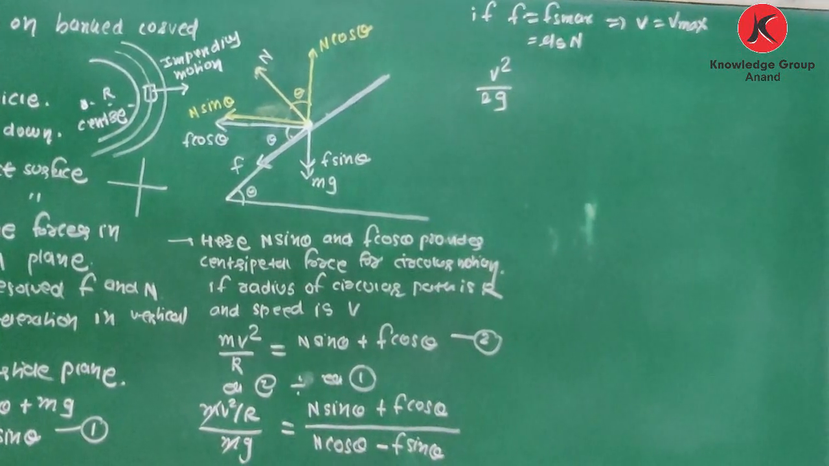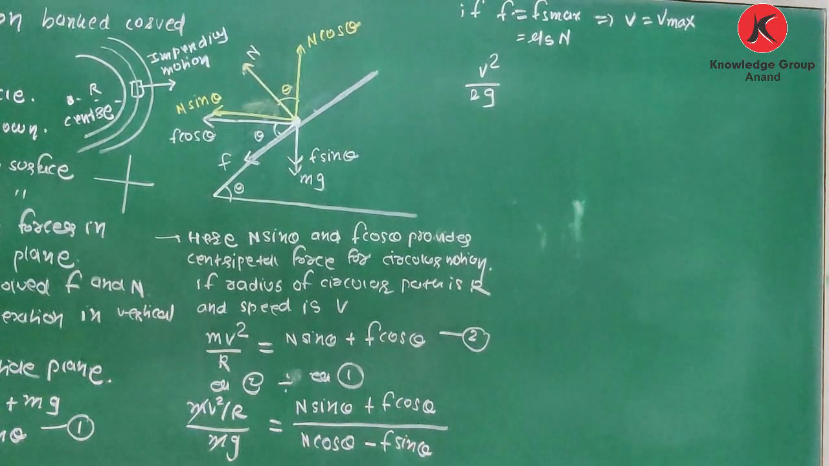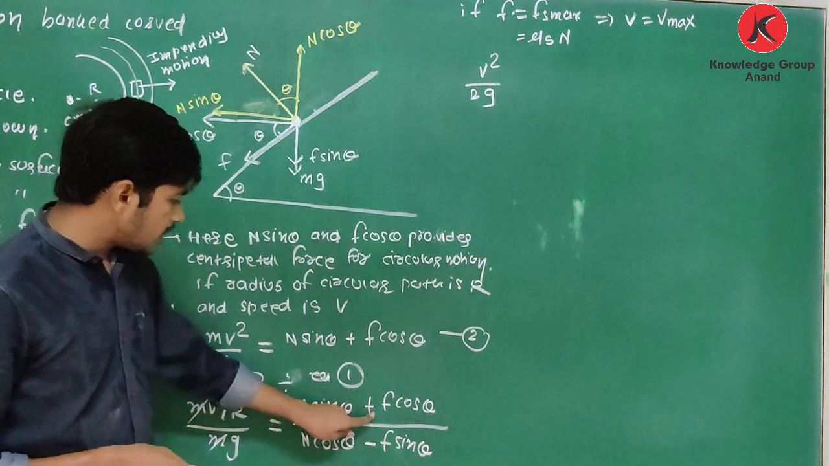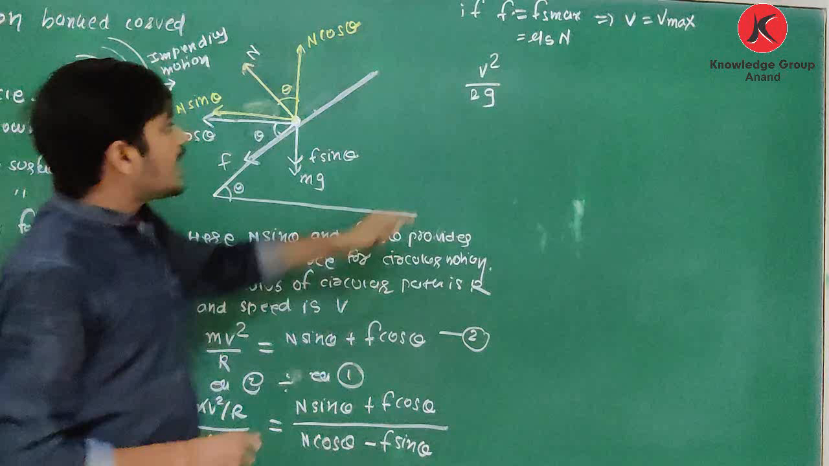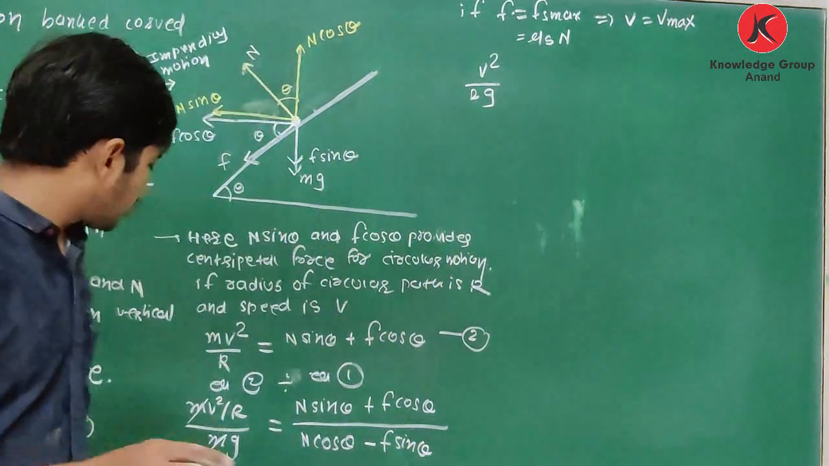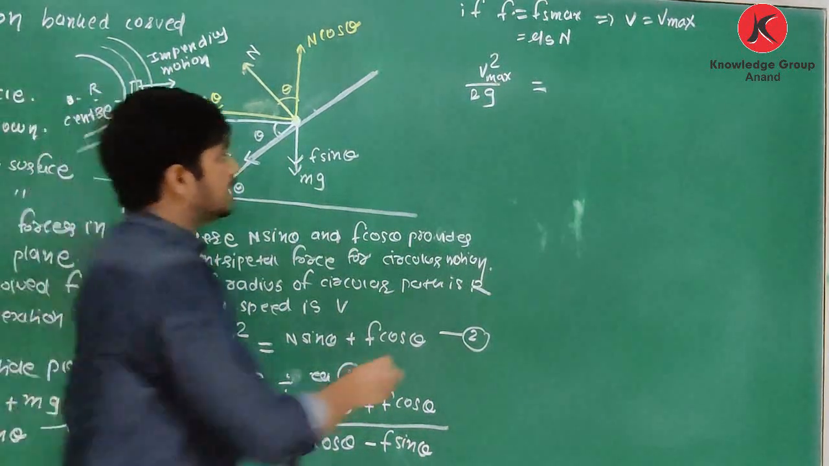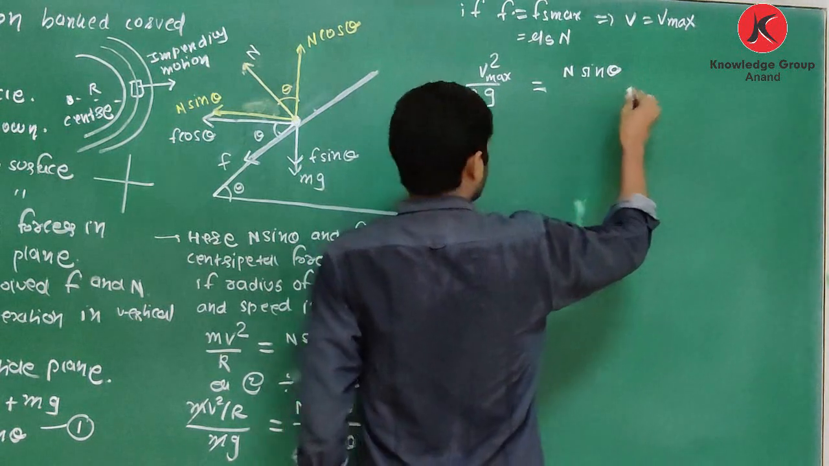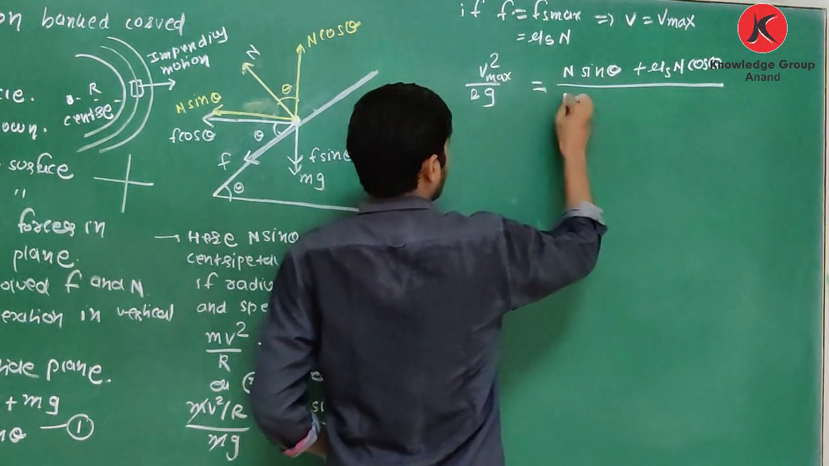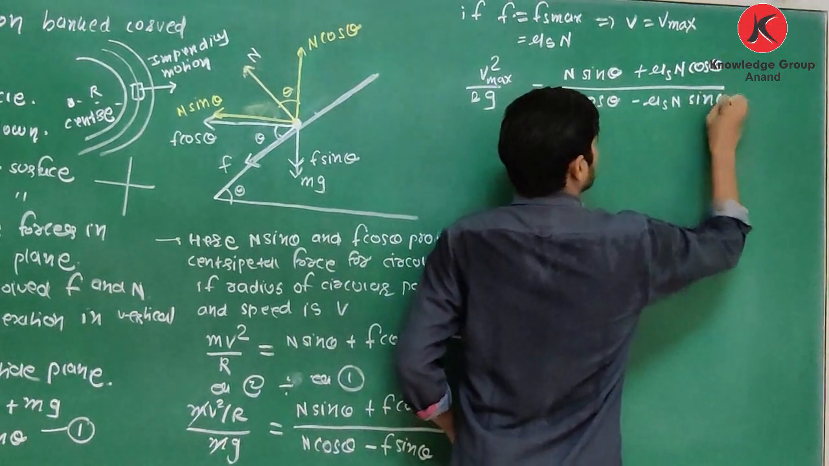Okay, see again here how to write. We have to take the ratio of equation number 2 divided by equation number 1. So it is mv square upon r divided by mg is equal to n sin theta plus f cos theta divided by n cos theta minus f sin theta. If I take friction force Fs maximum equal to mu s into n, I will get maximum speed. So in this equation I have to replace V by V maximum, and the right side becomes n sin theta plus mu s into n cos theta divided by n cos theta minus mu s into n sin theta.